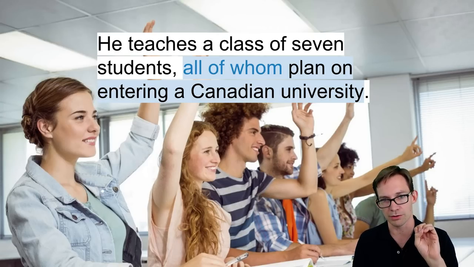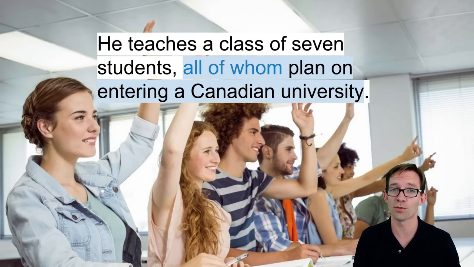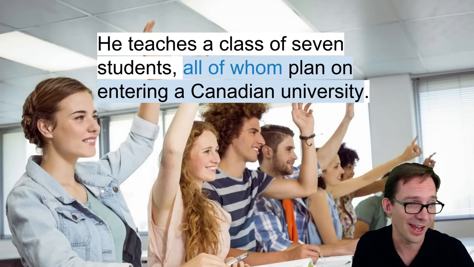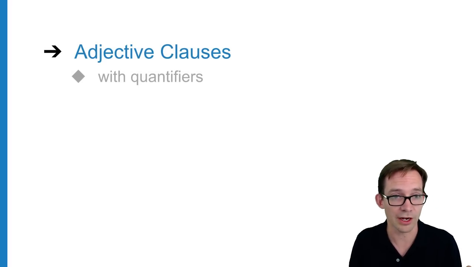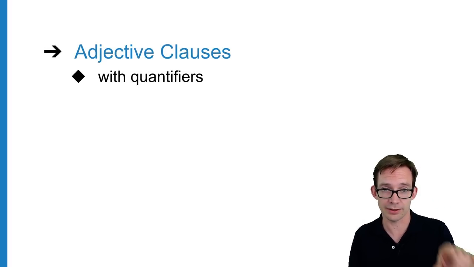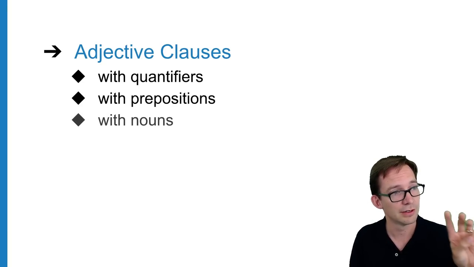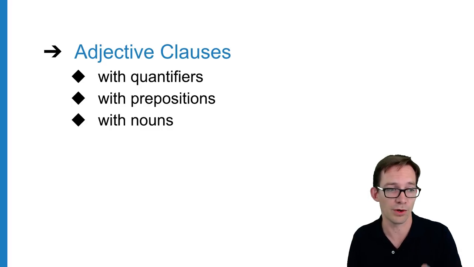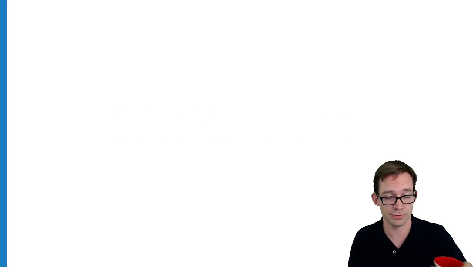And this is what we're going to be talking about today. Okay? We're going to be talking about using quantifiers like all with relative pronouns to create formal relative clauses or formal adjective clauses, okay? And then we're going to get even more advanced, even more tricky, okay? So let's talk about adjective clauses, what we're going to look at today. Adjective clauses with quantifiers, with prepositions, and with nouns. Three things I want to look at today, okay? So let's start with quantifiers.